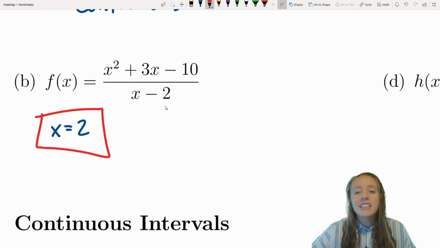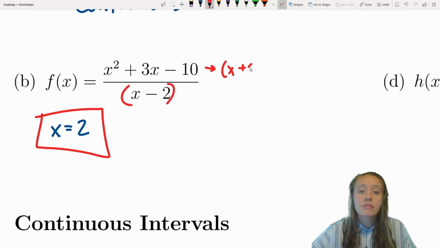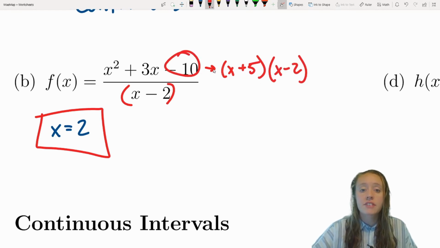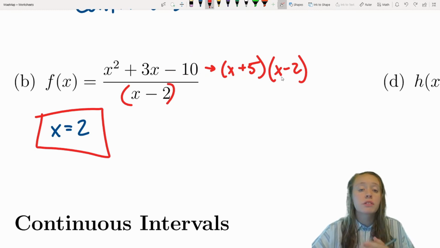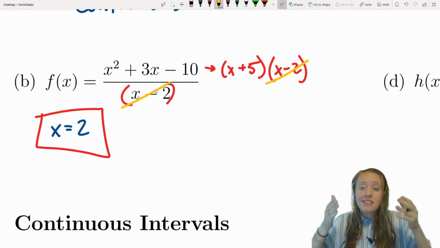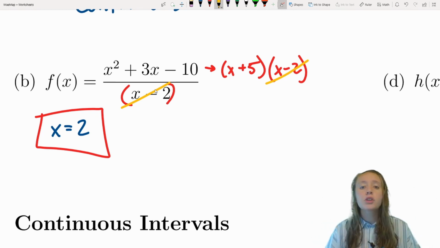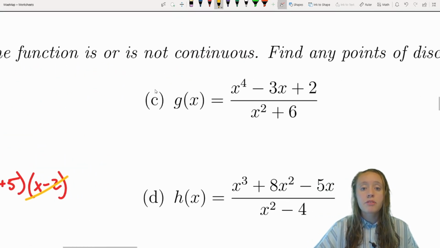So let's see if this cancels out just for fun. x squared plus 3x minus 10. What multiplies to give us a -10 and adds to give us 3? This would be x plus 5 and x minus 2, because -2 times 5 gives us a -10, and 5 plus -2 gives us a positive 3. So indeed, our factor will cancel out, so that was just a hole, and the limit technically still exists for b. I didn't ask you about this, but it's good to talk about and be prepared to do this with any function. Let's move on to part C.